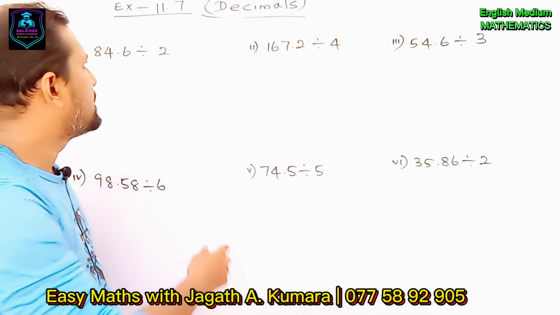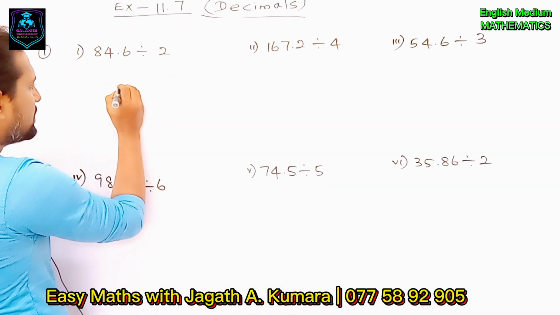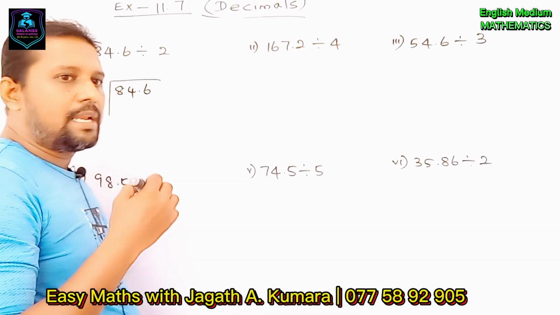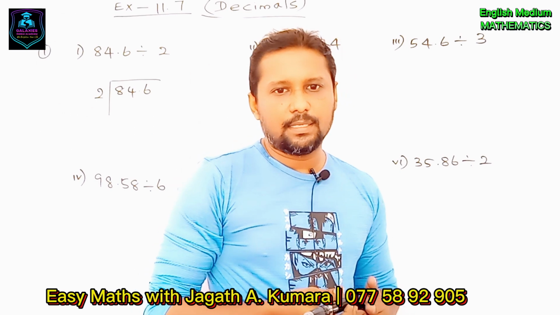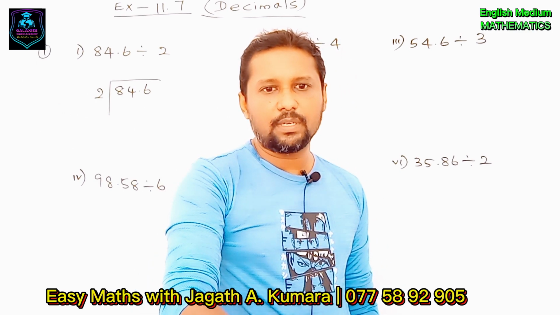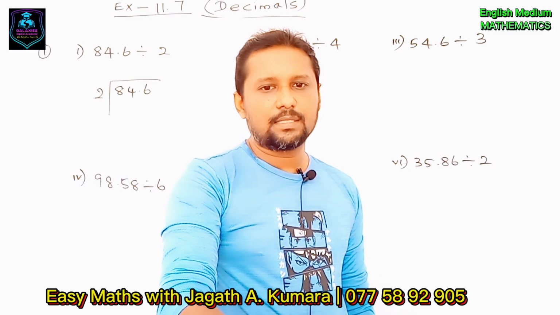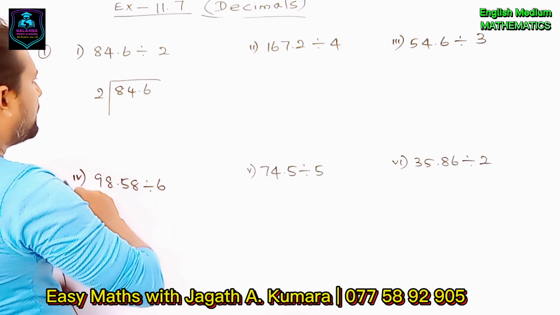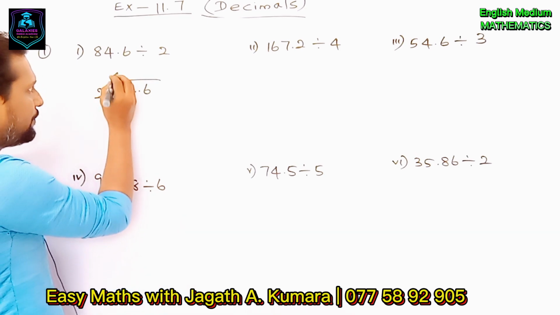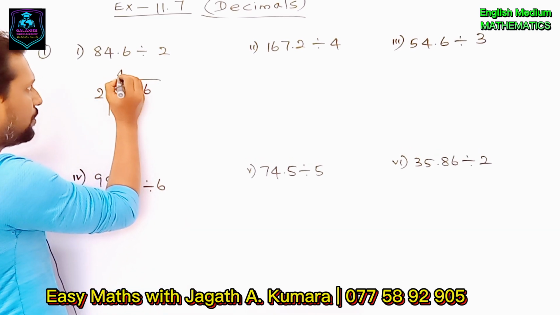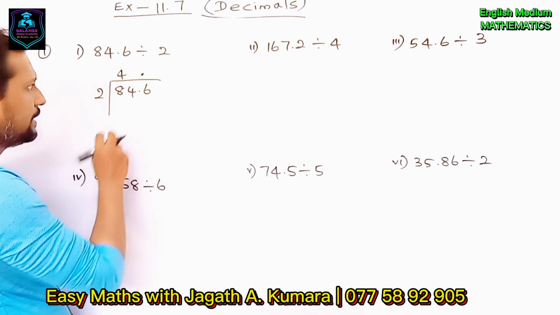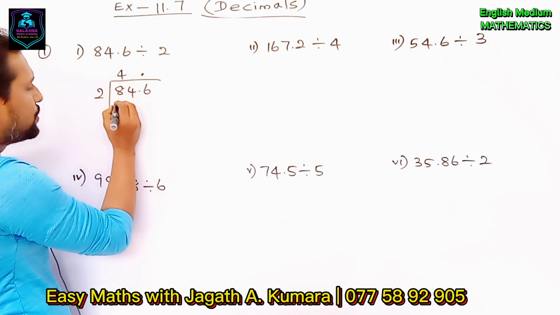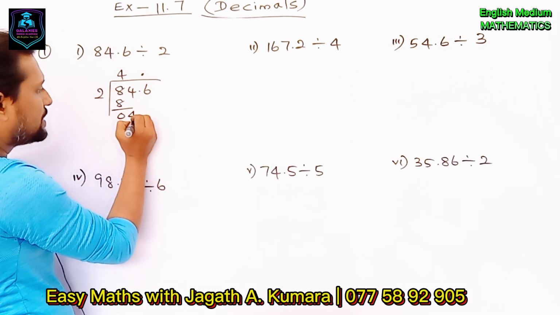Look at the first one, 84.6 divided by 2. You can use the long division method to get the answers. Right? Using the long division method, you can get the answer for this exercise. 84.6 you have to divide by 2. Right? 8 divided by 2, 4. First you keep the decimal point here, in the correct position. 8 divided by 2, 4. 4 times 2, 8, remaining 0. Then this 4 you can take here.